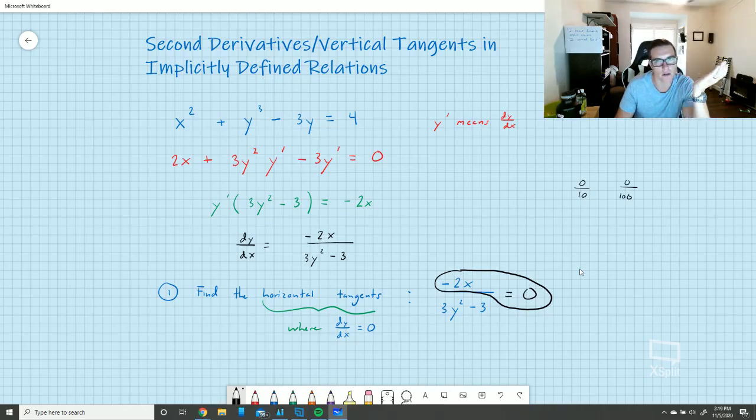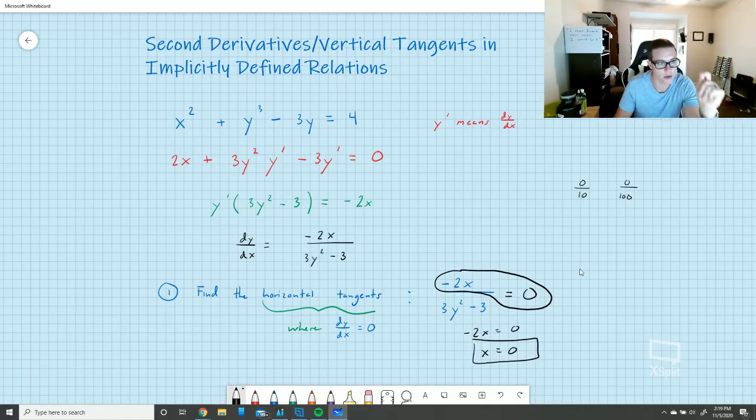It still means 0. 0 over anything is 0. So 0 in the numerator equals 0. So in this case, set the numerator equal to 0, and you get x equals 0. Hooray. We have now found where we have a horizontal tangent.